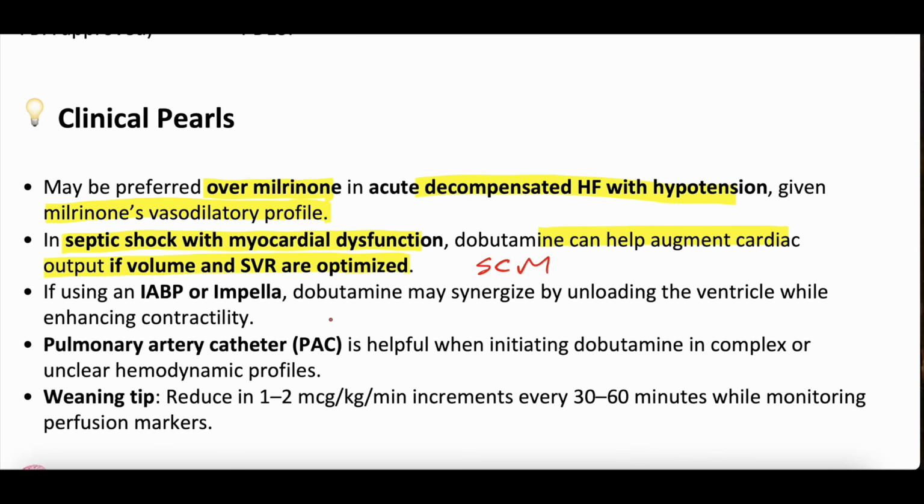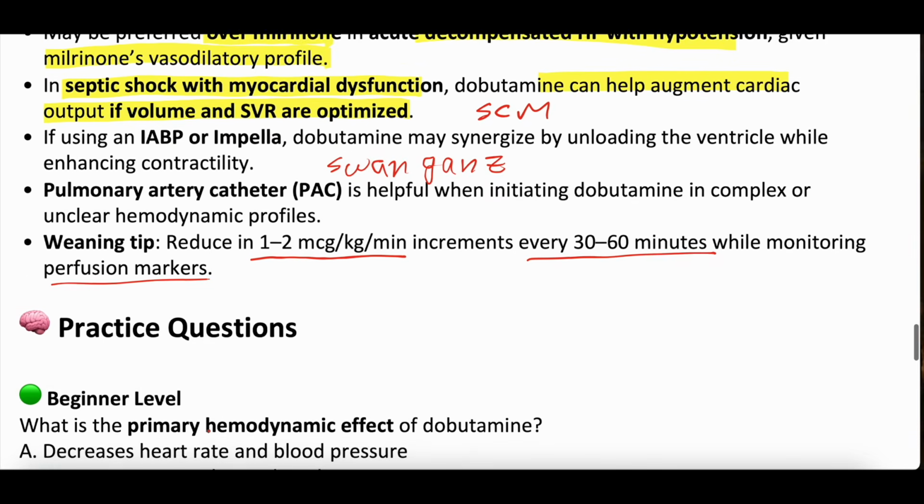Pulmonary artery catheters, also known as Swan-Ganz catheters, are helpful in titrating dobutamine. And when you wean dobutamine, you usually reduce it by 1 to 2 micrograms per kilogram per minute every 30 to 60 minutes while monitoring those perfusion markers. All right, let's get into some practice questions.